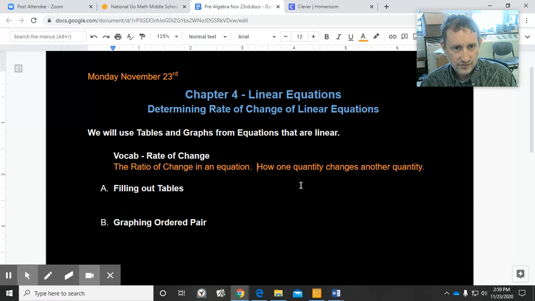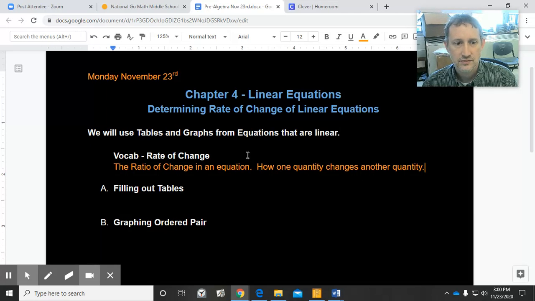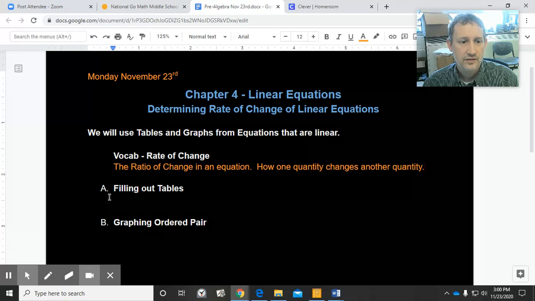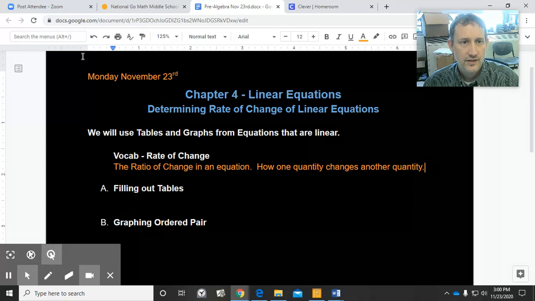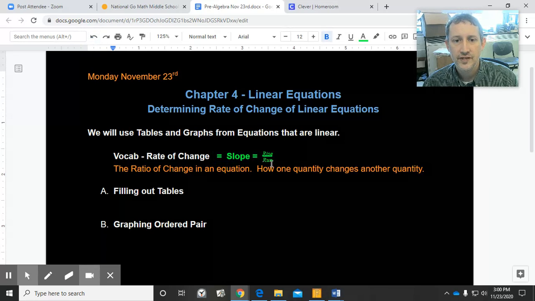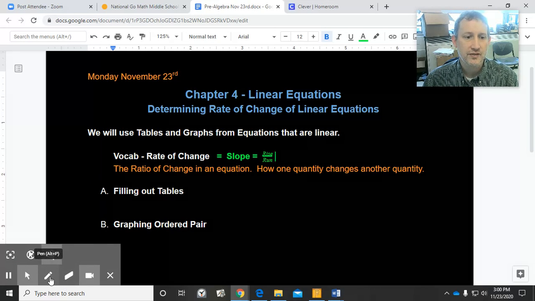Basically, rate of change, as you can see, is just the same thing as slope. Another word for rate of change is slope. And remember, slope is rise over run, or your change in y's over your change in x's. So we can know what the rate of change is really easily if we have an equation. We just look at the slope.